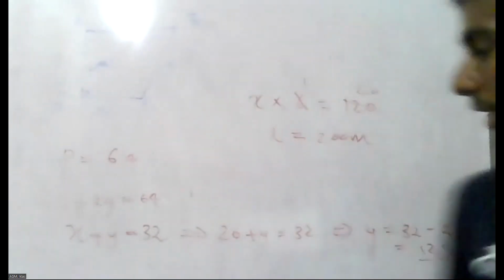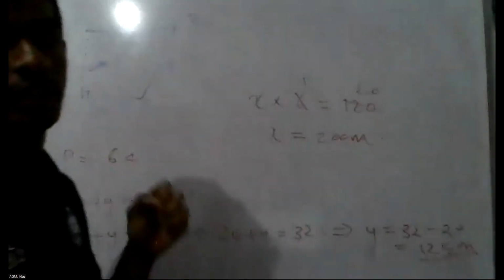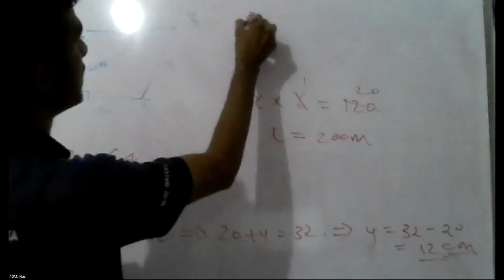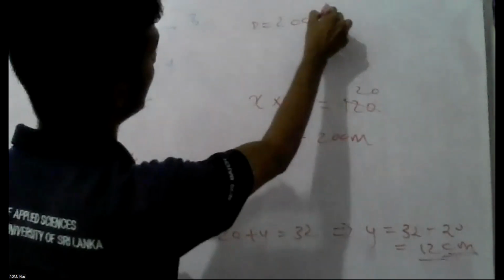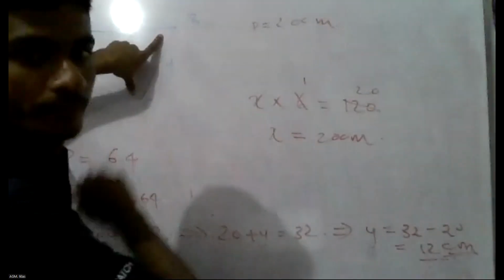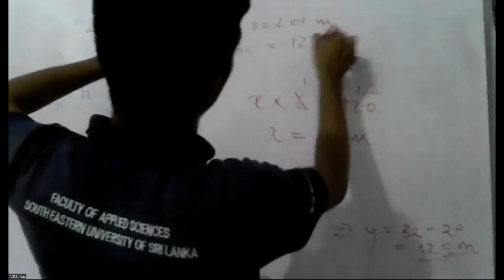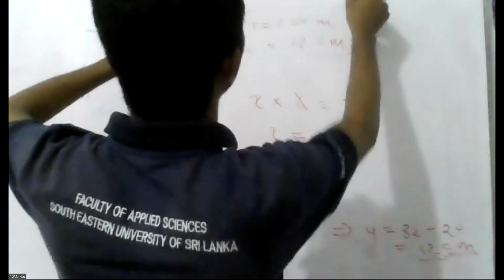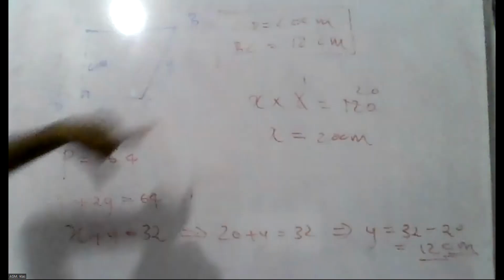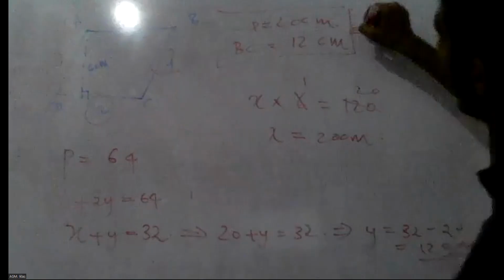You need to be very careful. You need to give the answer along with the unit. Otherwise, you might lose partial marks. So ultimately, you have to write like this. So CD is equal to 20 centimeter and BC is equal to 12 centimeter. You had better give the answer like this because they have not given X or Y. We have taken them ourselves, so we need to give in this form.